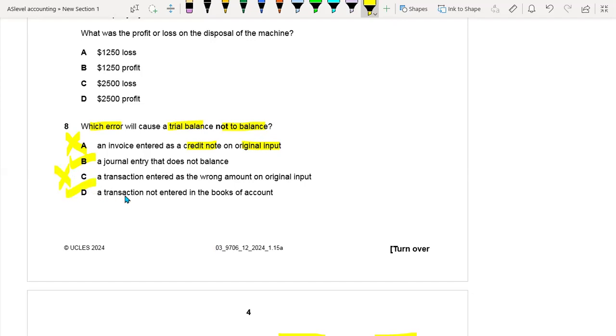D, a transaction not entered in the books of accounts. So if a transaction is completely omitted, both the debit and credit sides are missing, so the trial balance will still balance. However, it will result in an incomplete accounting record, but still the trial balance balances. So it means that option B is the right option.